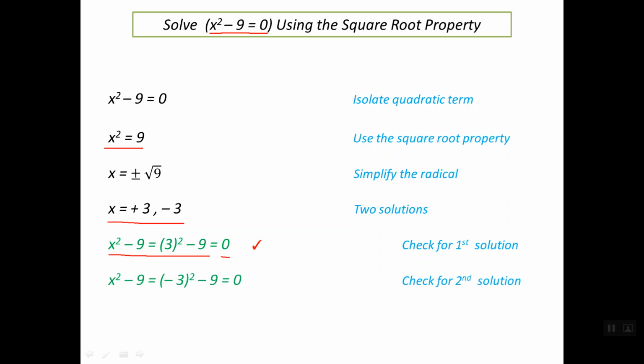Let's check the second solution, x equal to minus 3. Again, x squared minus 9 is equal to minus 3 squared minus 9, and 9 minus 9 is equal to 0. So the second solution is also correct.